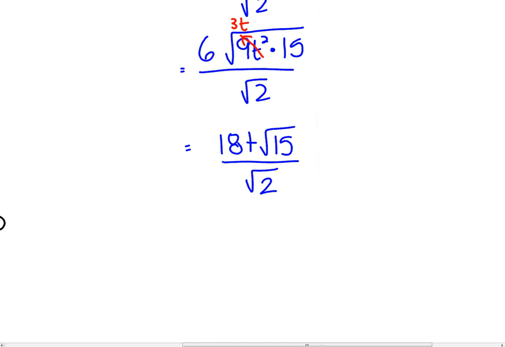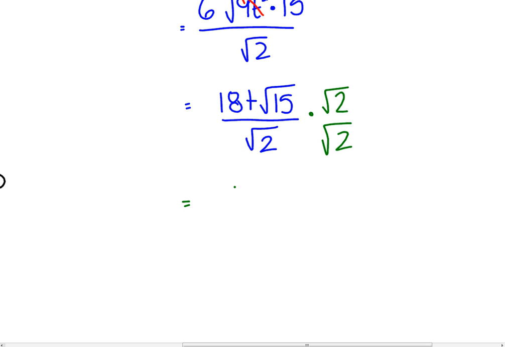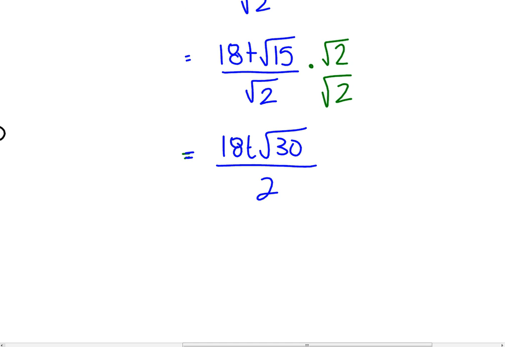Great. Now, are we ready to rationalize? Look how small our numbers are now. So top and bottom, we're going to multiply by root 2. So that gives me 18t root 30 divided by, what's root 2 times root 2? 2. One more thing we can simplify. 18 divided by 2 is 9.